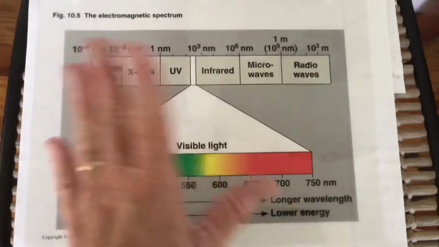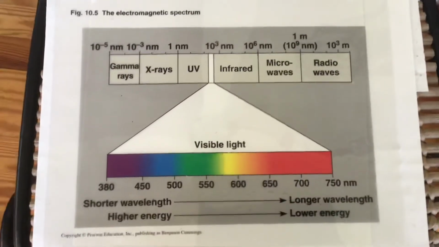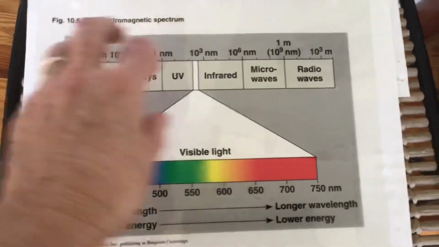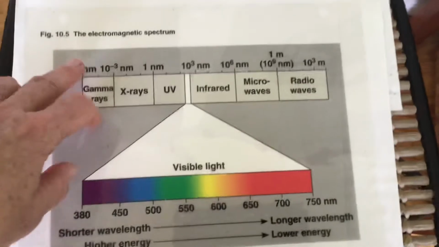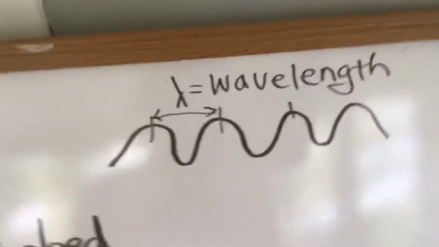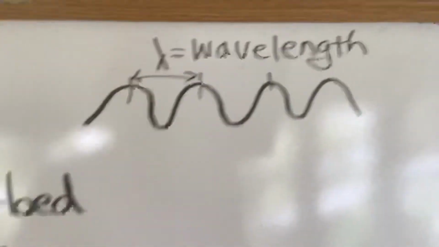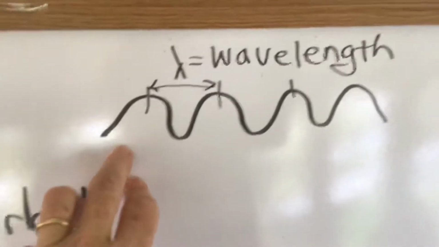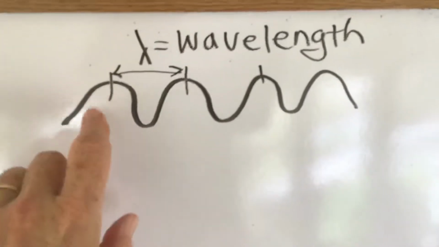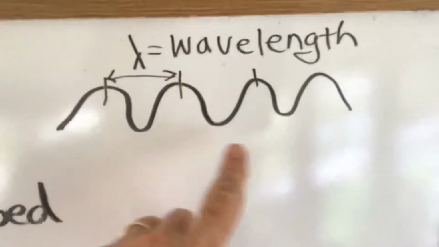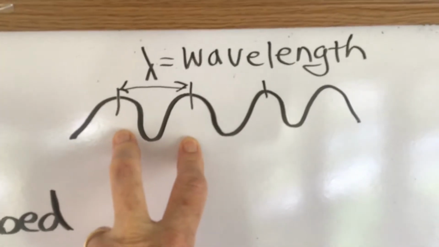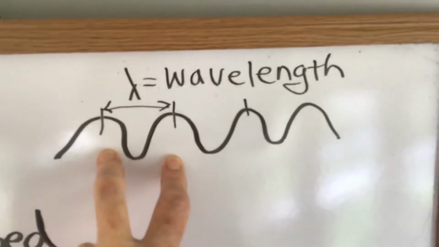Light and all electromagnetic radiation travels in wavelengths. The wavelengths are shorter on this side and longer on this side. Wavelengths are measured, so if a light wave were occurring, you have these peaks and troughs, so that would be a peak and that's a trough. You can measure from peak to peak or trough to trough. It should be exactly the same, and that is called the wavelength.